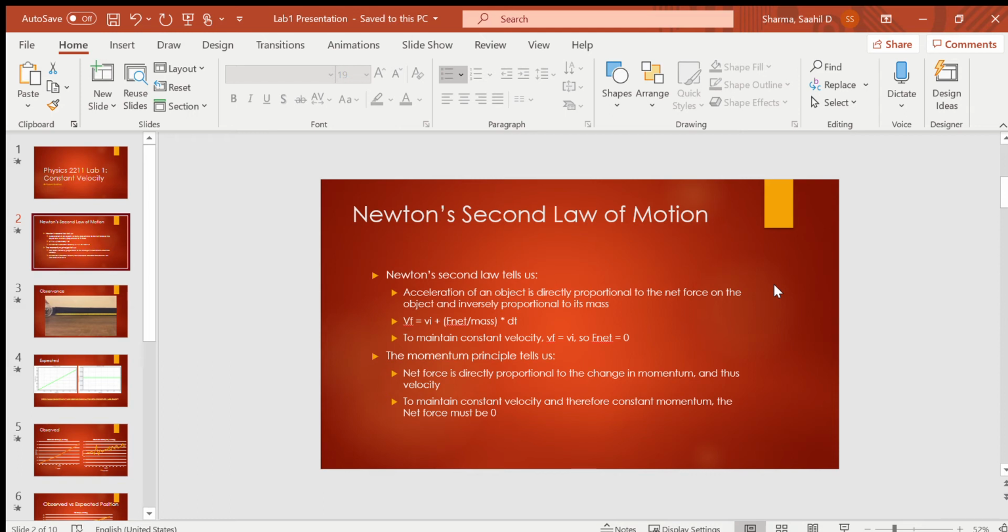And then the momentum principle tells us that net force is directly proportional to the change in momentum, and therefore velocity, since momentum is the product of velocity and mass. And to maintain constant velocity and therefore constant momentum, the net force must be 0.